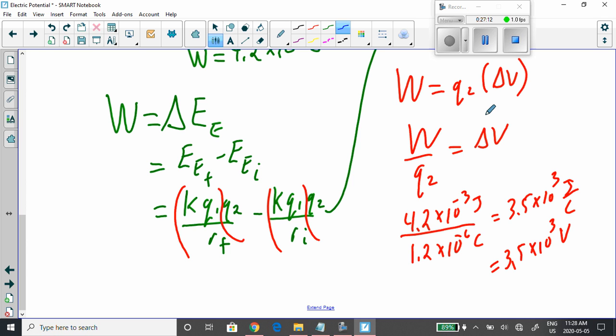So I'm going to rearrange this equation. Work divided by charge is equal to the voltage difference, the potential difference. I know how much work it took. The question told me. I know how much charge I'm moving. So I divide the two and I get 3.5 times 10 to the 3 joules per coulomb. And a joule per coulomb is 3.5 times 10 to the 3 volts. Joules per coulomb is voltage. All right, so that's how we would do that one right there.